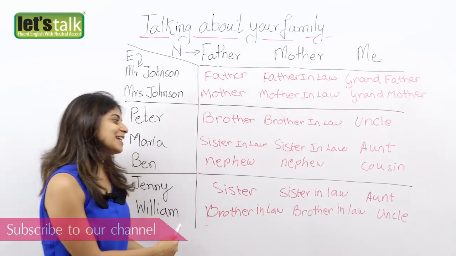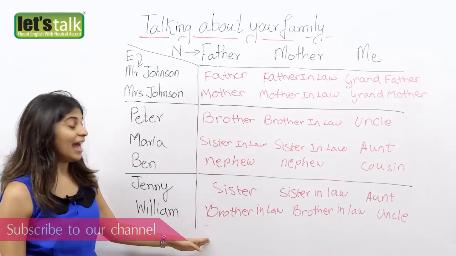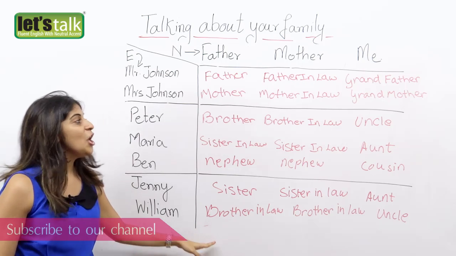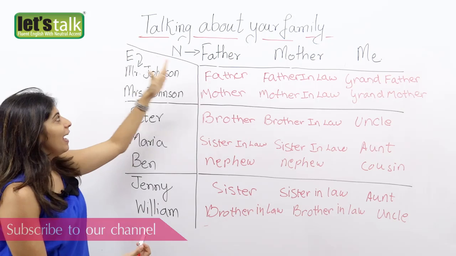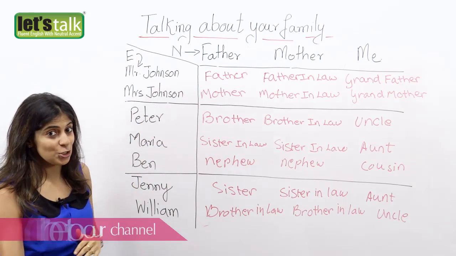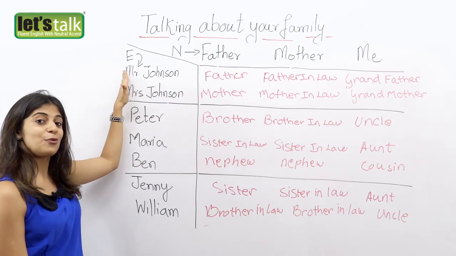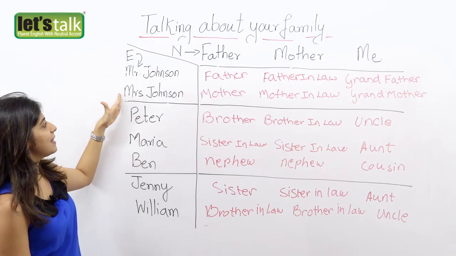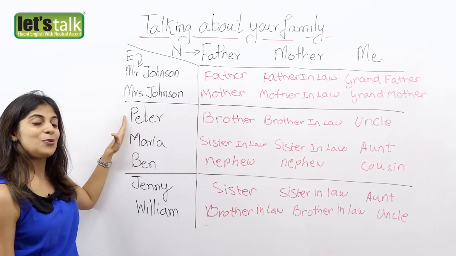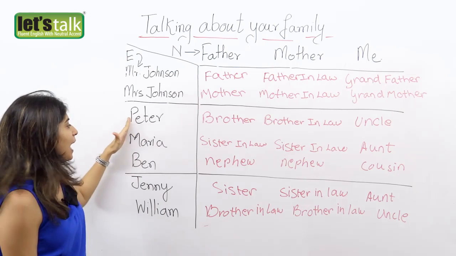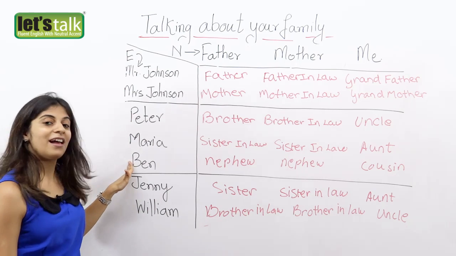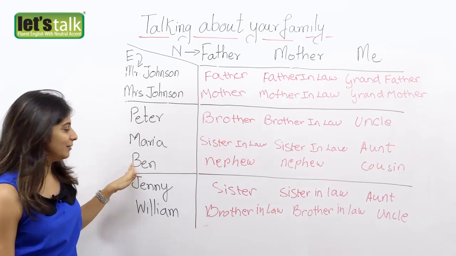So I hope this explains it to you in detail, and if you want to talk about them, you can always say that my grandfather is Mr. Johnson, and he is a retired person, whereas I have an uncle whose name is Peter, and he works for a company. And Ben is my cousin who goes to school.